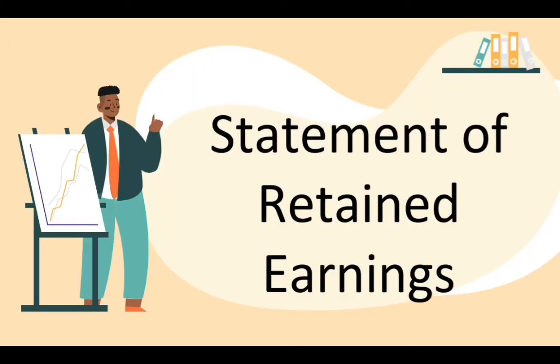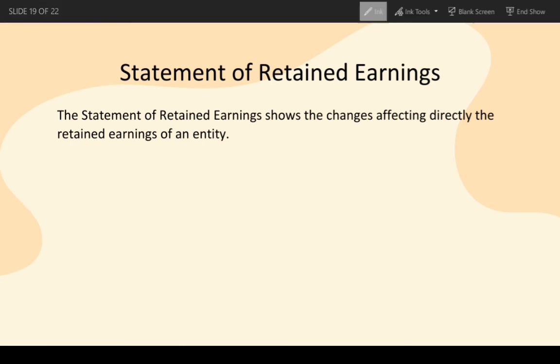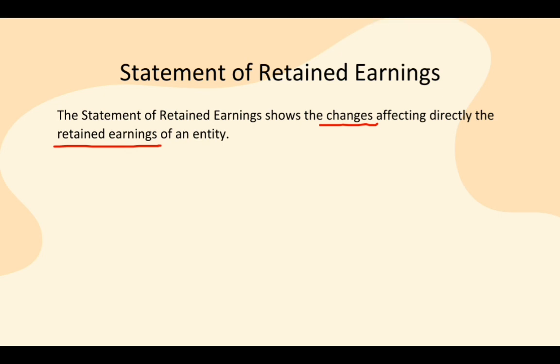Next is the statement of retained earnings. The statement of retained earnings is now part of the statement of changes in equity. The statement of retained earnings shows the changes directly affecting the retained earnings of an entity. This statement of retained earnings is not really a formal financial statement. It is part of the statement of changes in equity because it shows the changes or movement of the retained earnings of the entity.